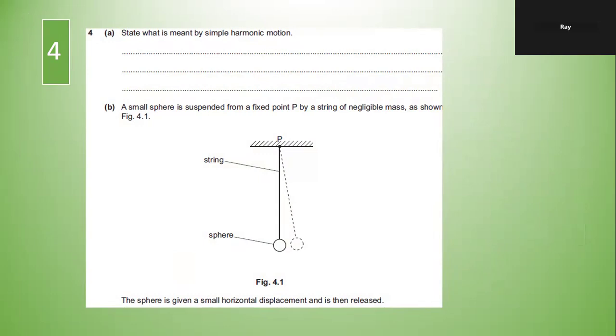Every year, every option has simple harmonic motion. So what is meant by simple harmonic motion? You can remember it without looking at your answer. Simple harmonic motion is motion of an object where the acceleration is proportional to displacement from a fixed point.